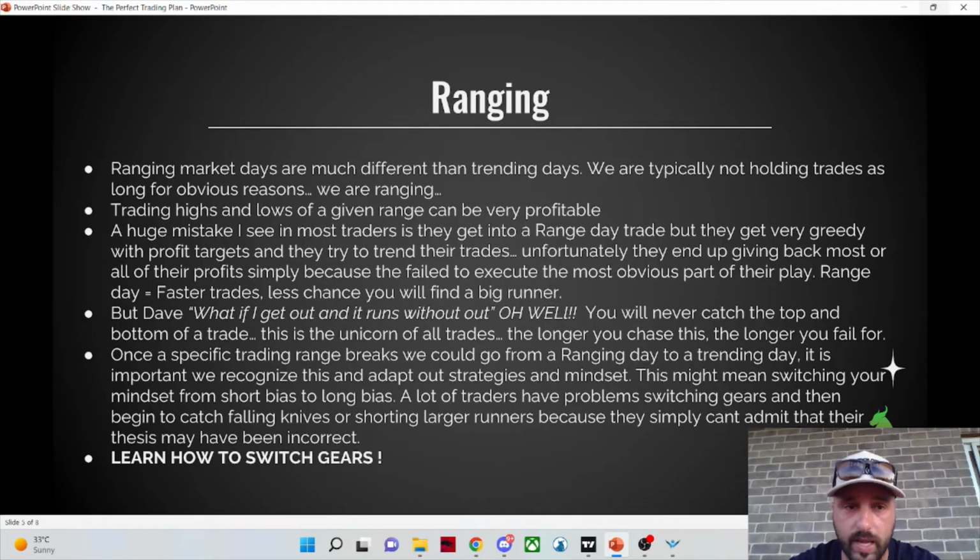Ranging markets or range days equal faster trades. Less chance you'll find a big runner, but it's going to give you a very easy range to trade. Typically on a ranging day, you can have more trades because there's more opportunity, the ranges are smaller, and it tests those areas more often.